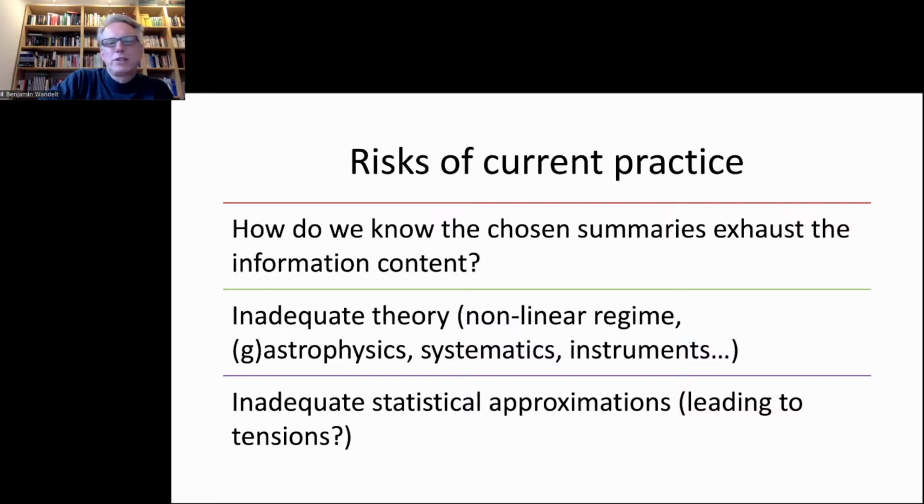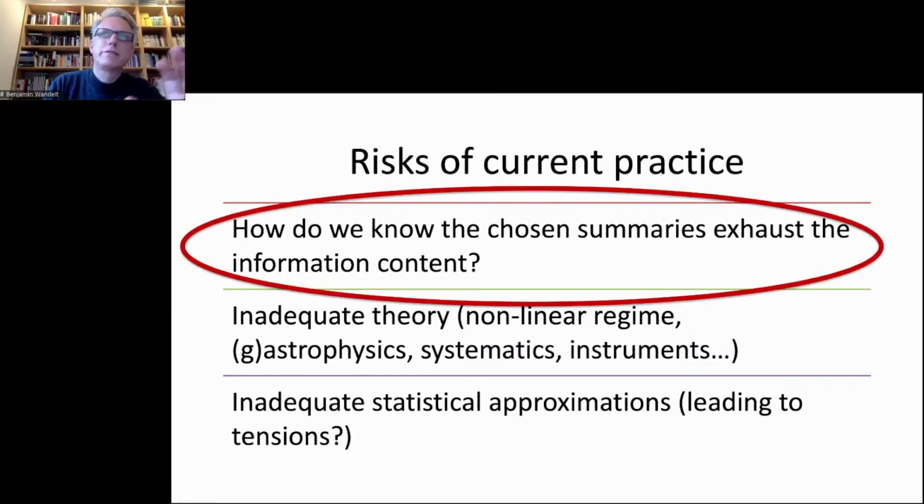how do we know that Gaussian likelihood approximations are good enough? If you have a ton of data, sometimes that's true. In many cases, it might not be, and maybe some of the tensions we're seeing in cosmology, there are some mild tensions in cosmology that are probably due to these kinds of statistical approximations of calling everything a Gaussian. So let's focus on choosing summaries.